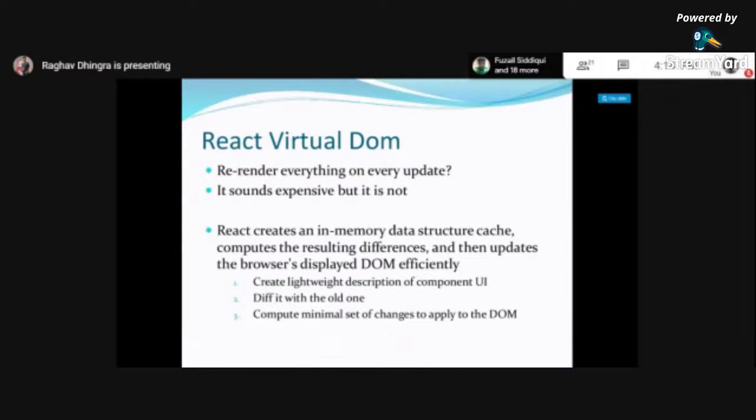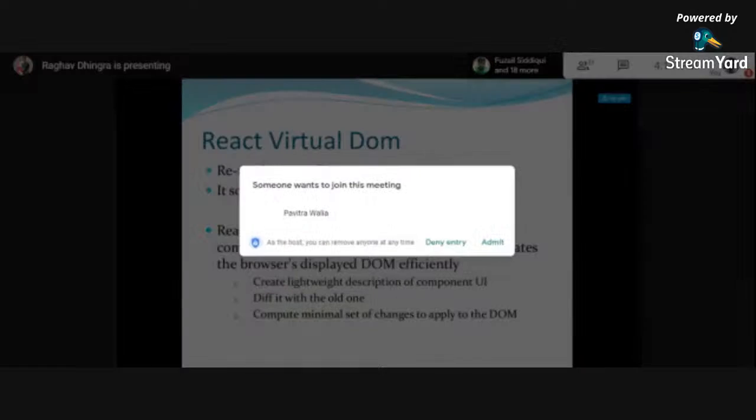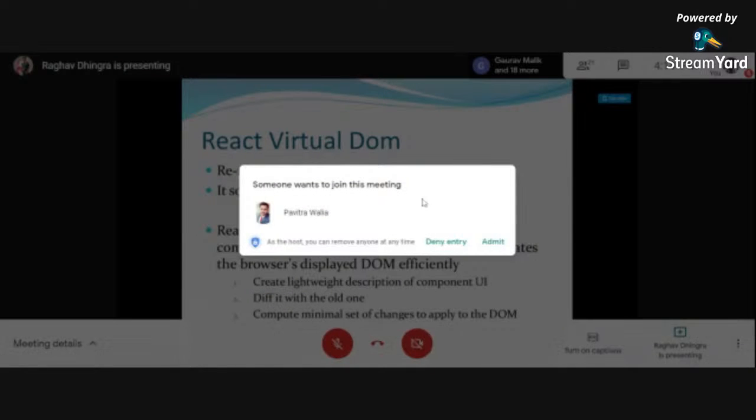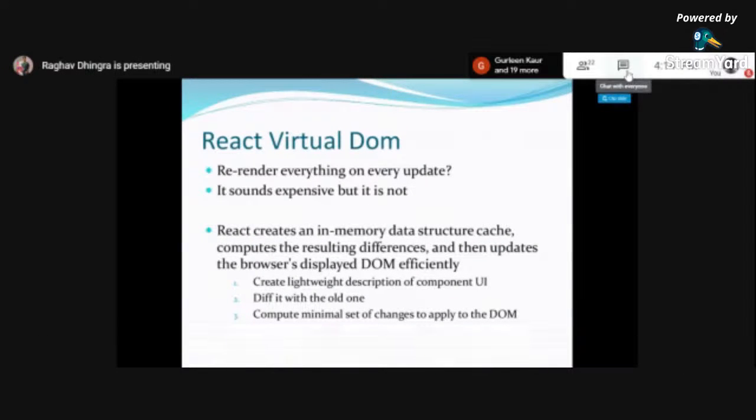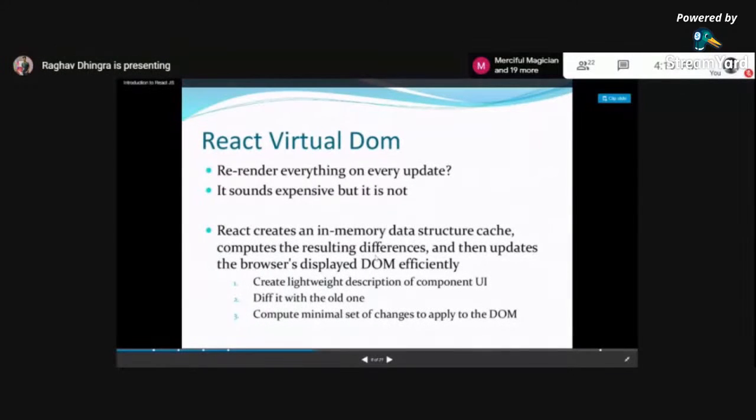So React creates an in-memory data structure cache. Cache is nothing but, if you have just displayed a particular page, and that's stored in local memory, that's known as cache. So React just takes that cache and compares it with the real DOM, and then creates the resulting differences and updates the browser accordingly.